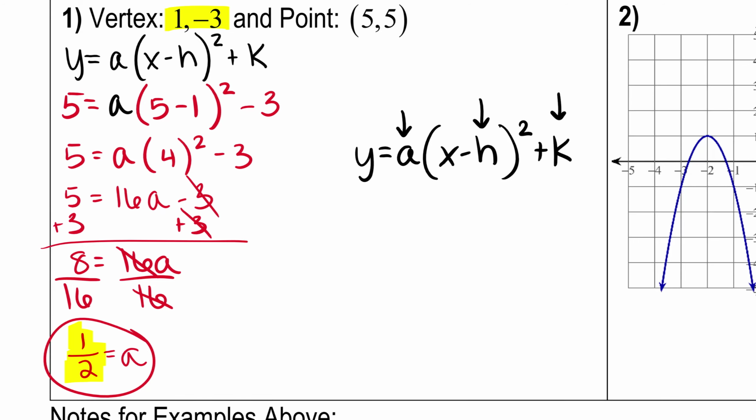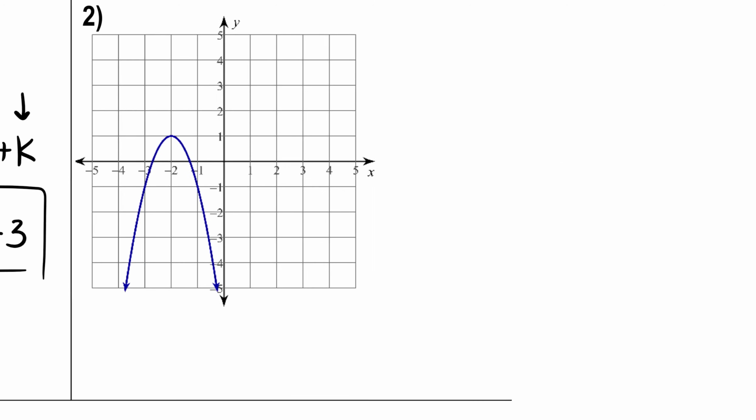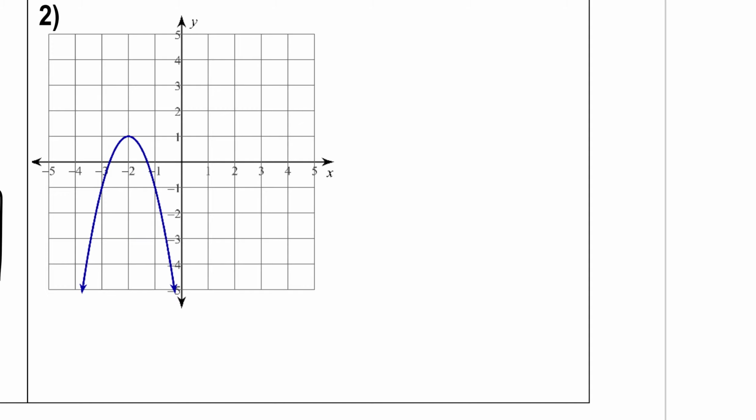You always change it. So my final answer would be y equals a is 1/2, and then h is 1, so minus 1. And k is minus 3. And that's my answer. So I plug in what I have, solve for a, and then just write my equation with y equals, and all I need to replace is a, h, and k. I should always have y and x because that's an equation or a function. And that's all my answer is. So let's look at number 2. Number 2, it gives me a graph, but I'm going to go ahead and do the same thing.